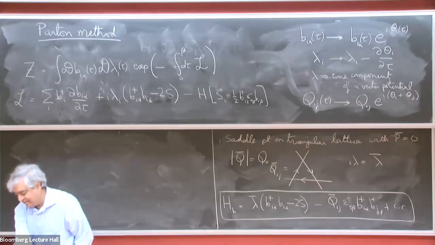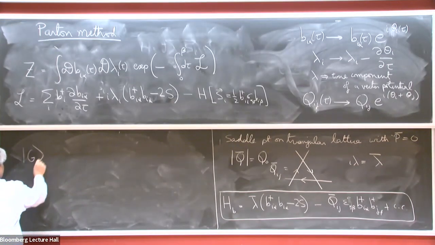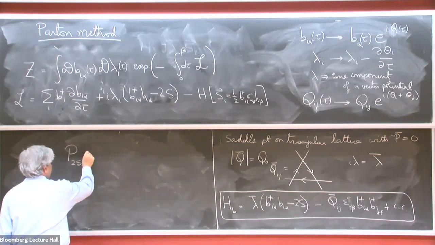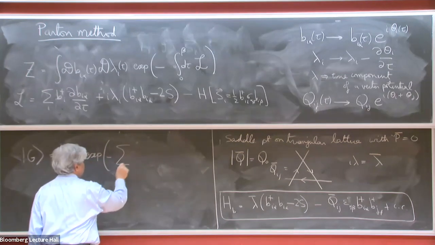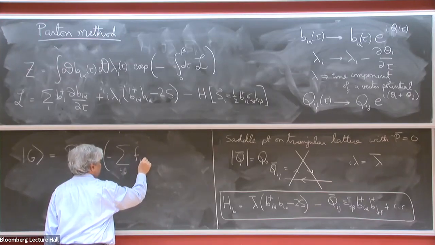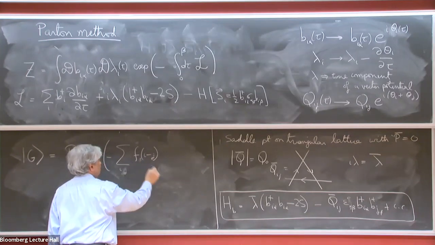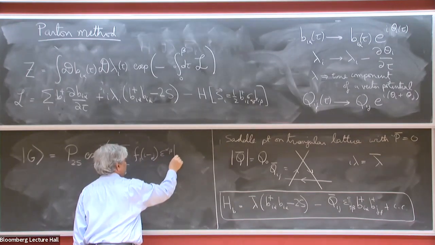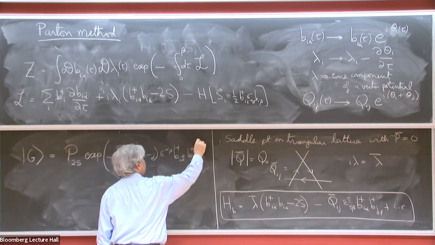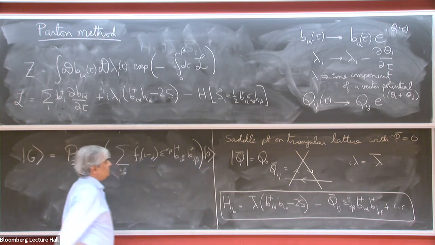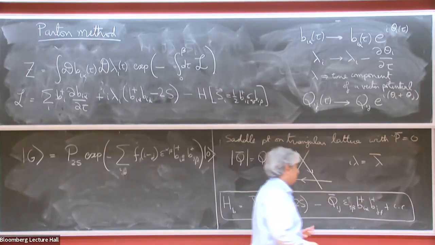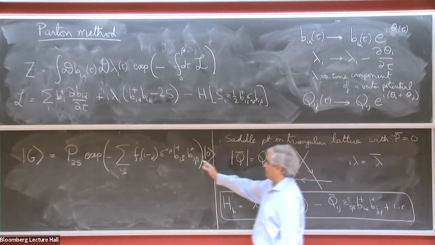So when you diagonalize this, you get a ground state, which looks something like this. You do a projection operator on 2S bosons on each site of exponential minus the sum over ij, sum of f of i minus j times epsilon alpha beta b dagger i alpha b dagger j beta, acting on the boson vacuum. So this is just obtained by the usual Bogoliubov transformations and the usual tricks, which are all spelled out in the notes. So if you look at this wave function, it looks very appealing.